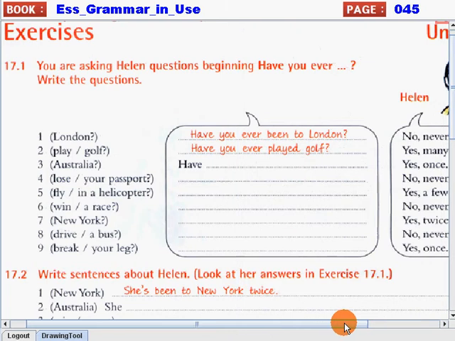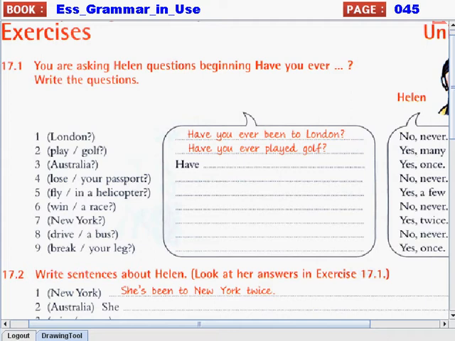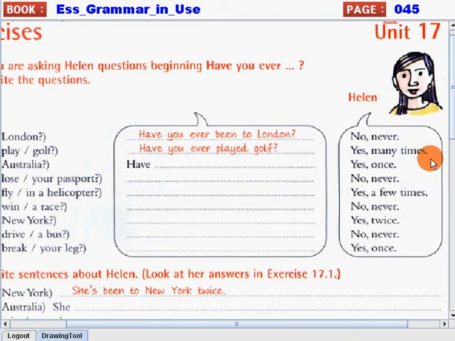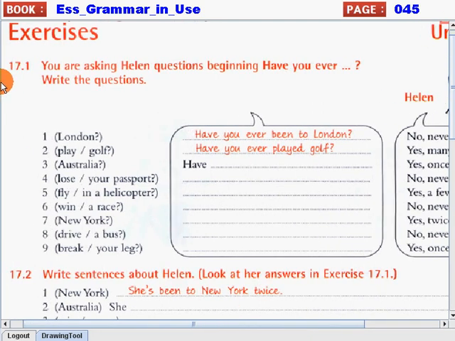We're going to do exercises under Unit 17. If you remember, we learned how to make present perfect questions starting with have you ever. Now what you're going to do here is to apply what you learned. You're going to ask Helen questions beginning have you ever, and you should write the questions here. You can see in this part Helen's responses for your questions, so you can base your questions here. That is for activity 17.1.